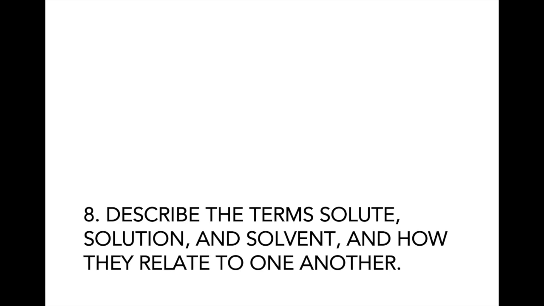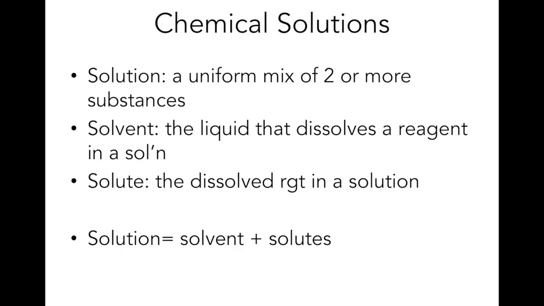Okay, so that's the properties of water, and again, they can all be traced to those polar covalent bonds leading to hydrogen bonding between molecules. So now we're going to talk about solutions, solutes, and solvents and how they relate to one another. So here are some definitions for you.